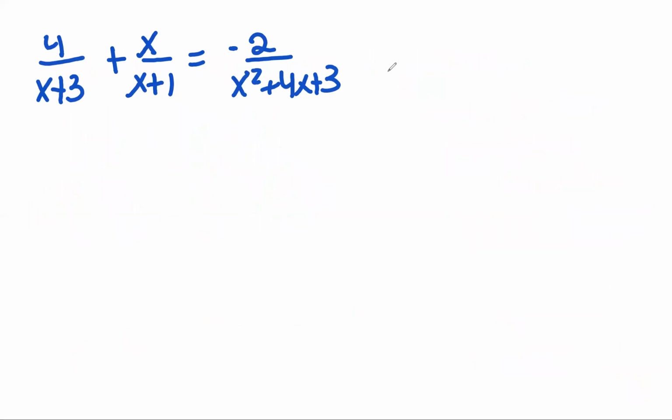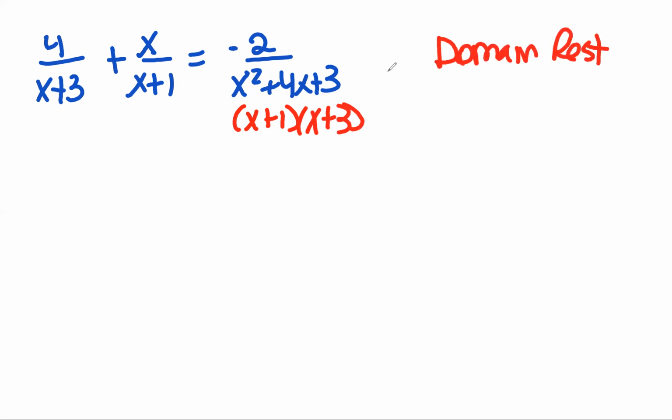All right, as you are working through this one, it's still going to be the same thing. You would begin with 4 over x plus 3 plus x over x plus 1 equals negative 2 over x squared plus 4x plus 3. So the first thing I need to do is factor this one. Watch for my domain restrictions. Where were your asymptotes? So x cannot equal negative 3 or negative 1.